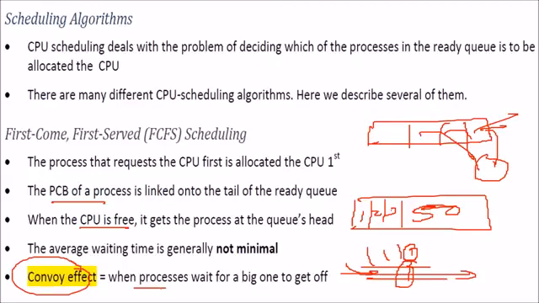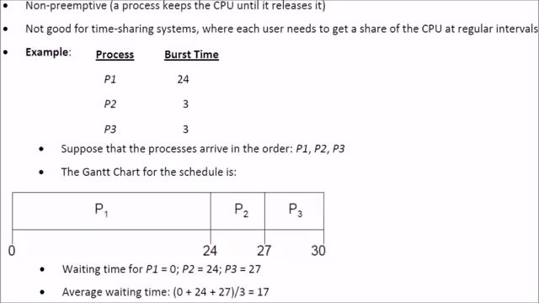When processes wait for a big one to get off, that is the convoy effect. So we can have a non-preemptive version, but we'll see that it is non-preemptive because the process keeps the CPU until it releases it. This is not at all advisable for a time sharing system, because at that time you want every process to get some equal amount of time, but this is not possible here. So we'll take an example.